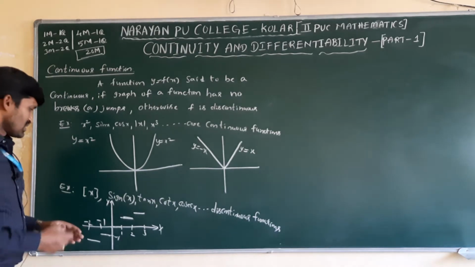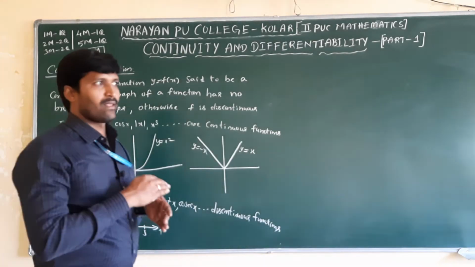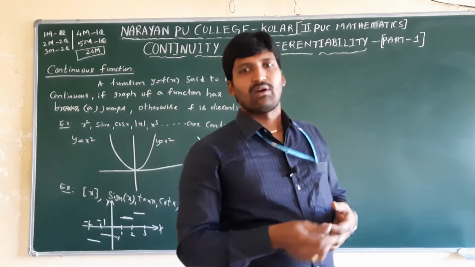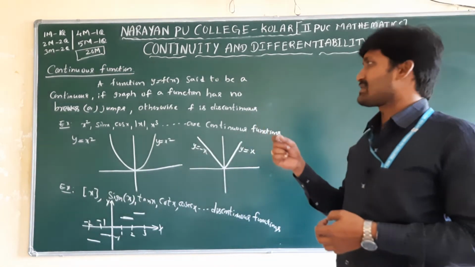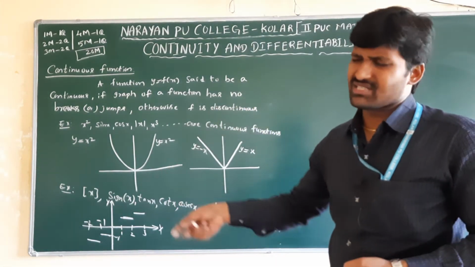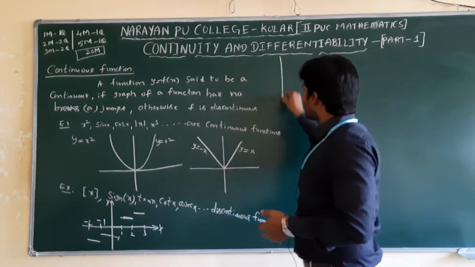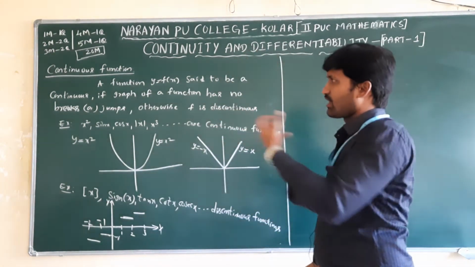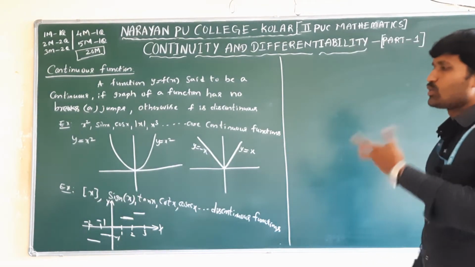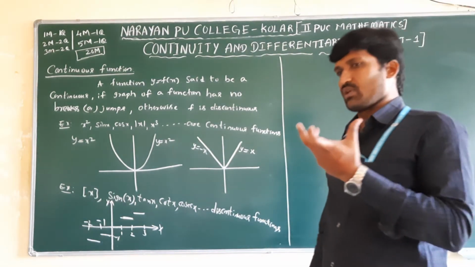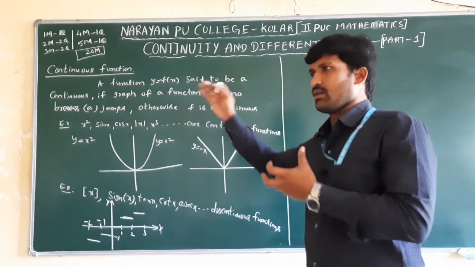Now which function's graph has breaks while drawing the graph? Such functions we call discontinuous functions or not continuous functions. Now this is general, by observing the graph of the function, how to identify which is continuous, which is not continuous. This is a very general method.